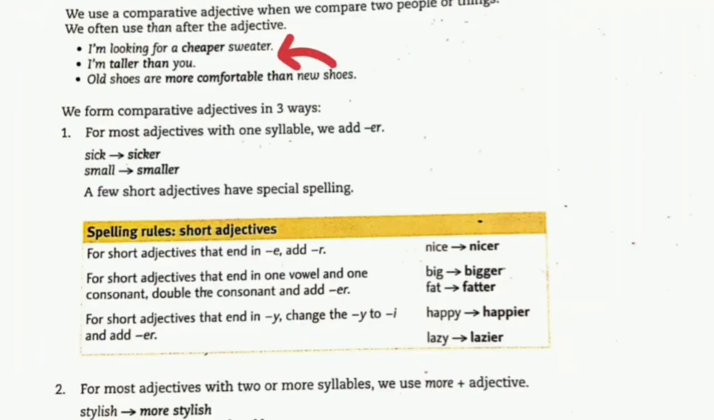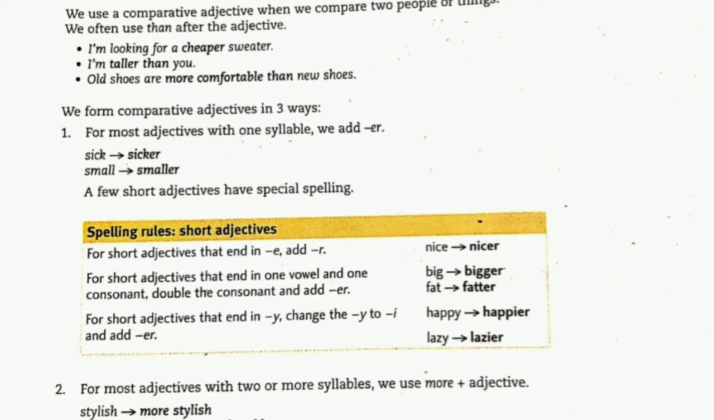Alright, now let's talk about comparative adjectives. Forms and spelling rules. So we use comparative adjectives when we compare two people or things. There we have some examples. I'm looking for a cheaper sweater. I'm taller than you. Old shoes are more comfortable than new shoes. We also have some rules. Number one, for most adjectives with one syllable, we add er. There we have an example: sick, sicker, small, smaller.